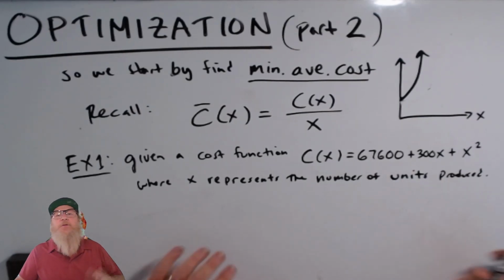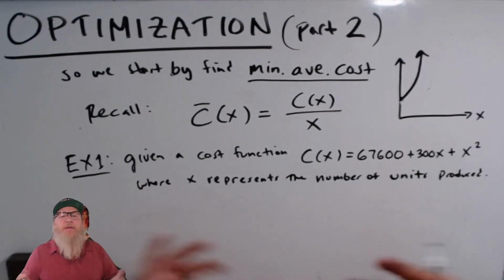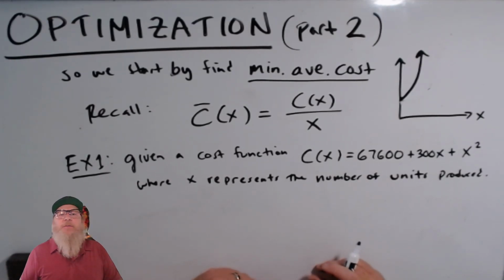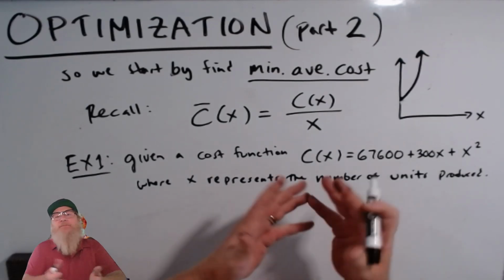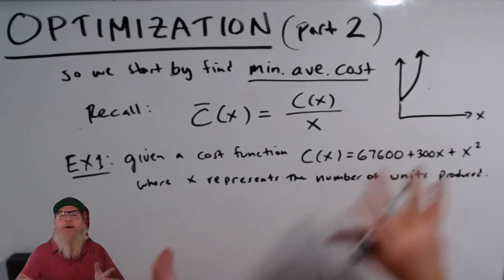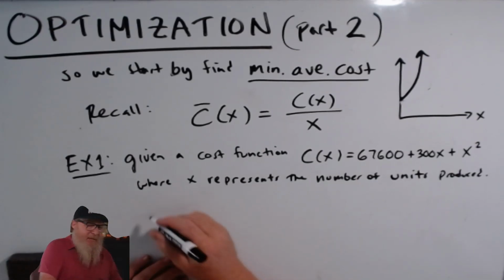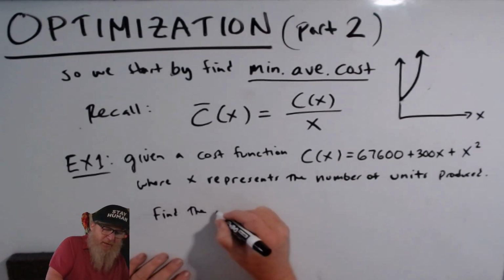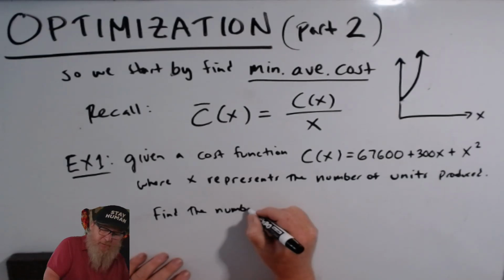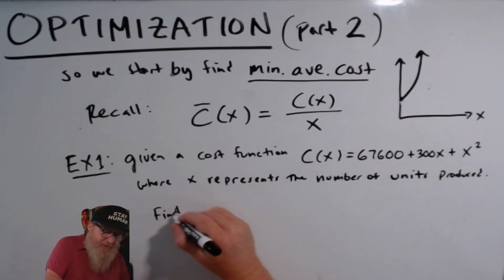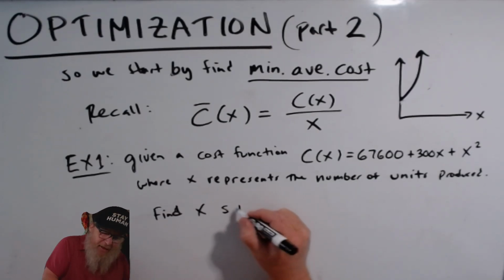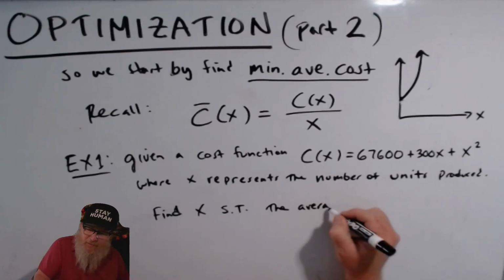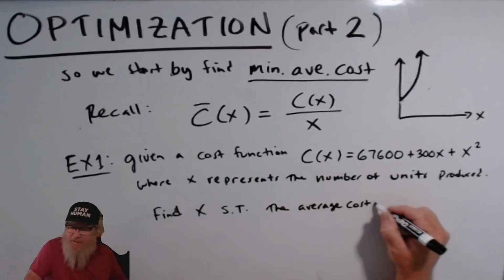All right, so these units are not free. You have to produce them. You have to manufacture them, or you have to buy them from another producer or a supplier. Again, I'm not really going to put any context on this. Just whatever object this is. So we're going to find the number of units. How about I just say find x? Find x such that the average cost is minimal.